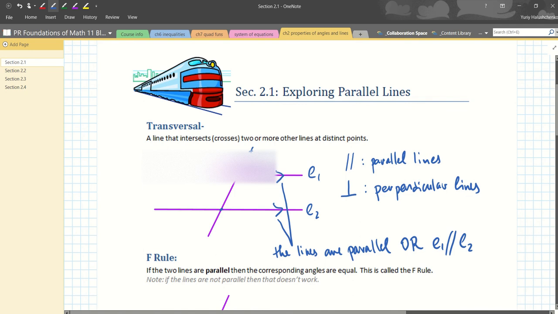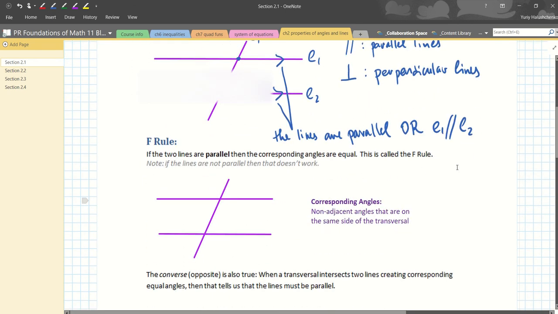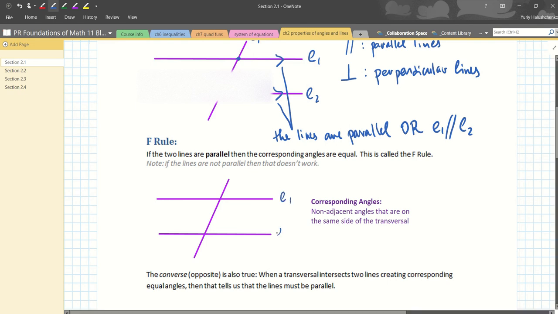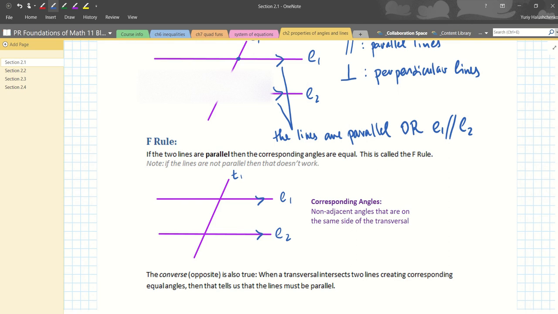So now that we know what a transversal is and how we can show two parallel lines, let's take a look at one of our definitions here, which is corresponding angles. Here we have a rule that works with this definition. Corresponding angles are non-adjacent angles that are on the same side of the transversal. We have to complete this diagram first to make sense of this. So let's call this my L1, L2, T1, and let's make these lines parallel. Again, without the arrowheads, we can't say for sure that the lines are parallel. You can't just assume that they're parallel unless you actually know the values for the angles.